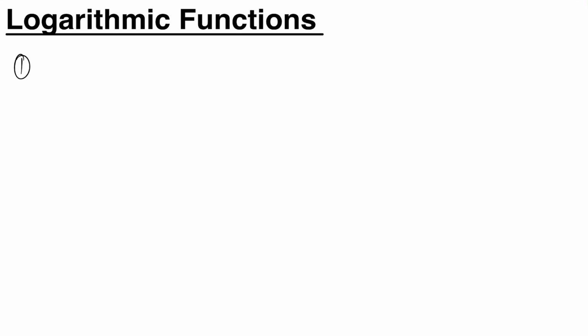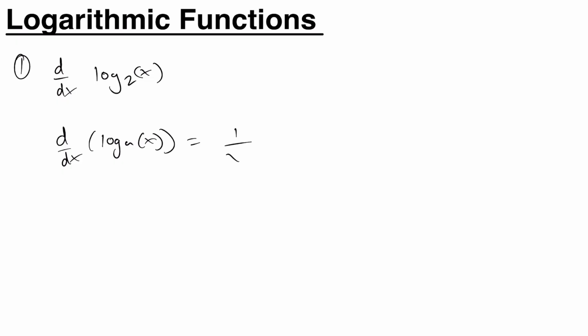Say I were to tell you to find the derivative of log 2 to the x. Our first step here would be to recall the general base rule, which states that the derivative of log a to the x is equal to 1 over x ln a. And so now we can simply plug in a, which in this case is equal to 2, and our derivative will be equal to 1 over x ln 2.